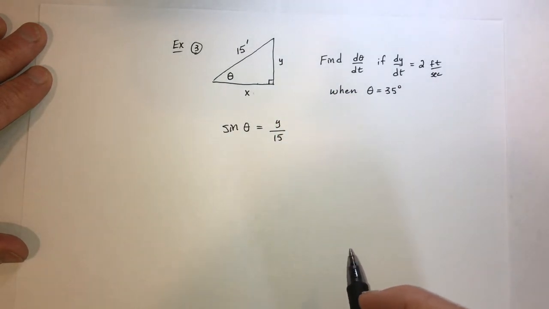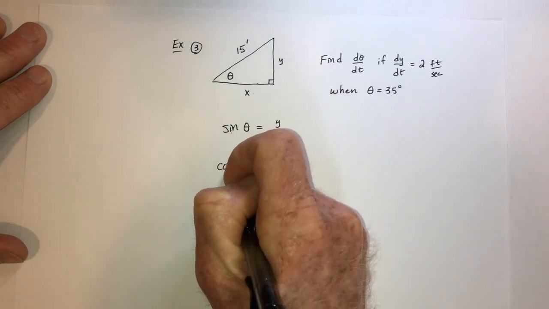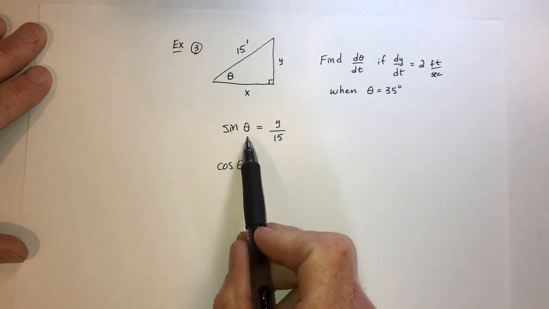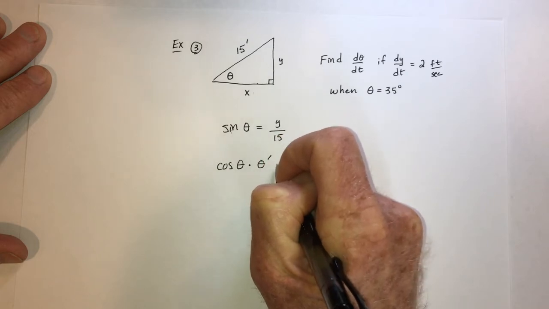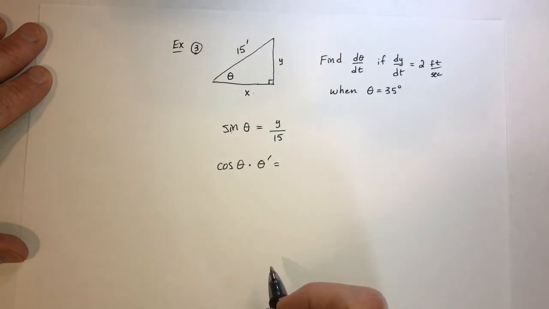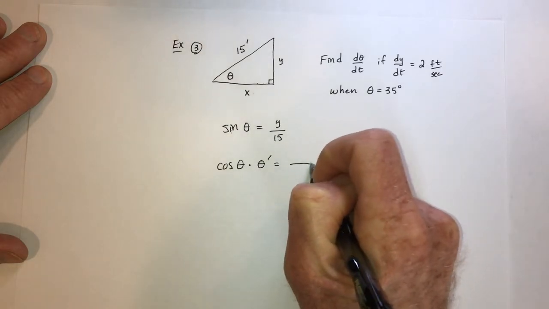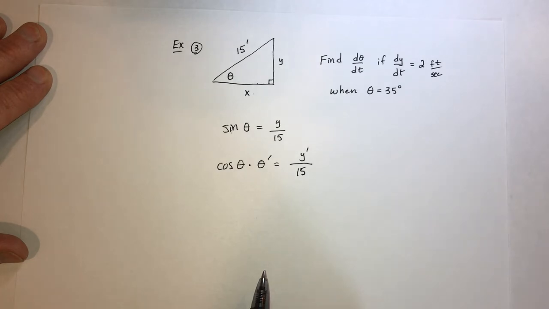And then take the derivative on each side. Over here, the derivative of sine is cosine. And then do the chain rule. You now need to take the derivative of theta. So you could either write d theta dt, or for short, you could just write theta prime. And with this, I do not need to use the quotient rule because 15 is a constant, so it could just sit there while I take the derivative of y.